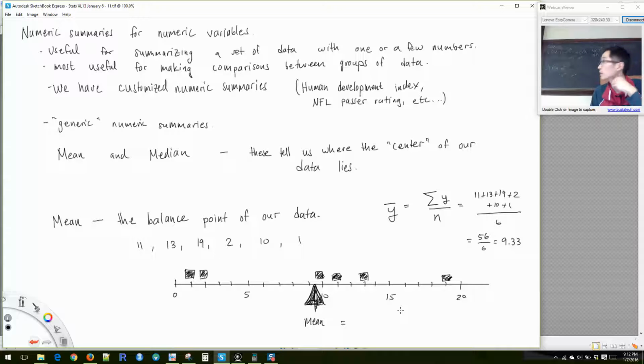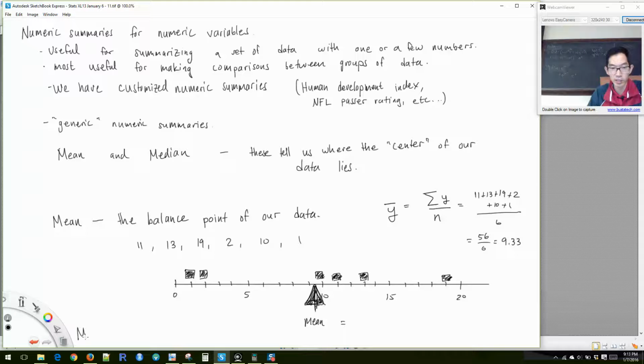The median, on the other hand, is the halfway point. We arrange these from least to greatest. Where is a spot where half of the numbers are greater and half of the numbers are smaller? We would draw the median in between 10 and 11, because we have 3 data points that are 10 and smaller, and 3 data points 11 and larger.